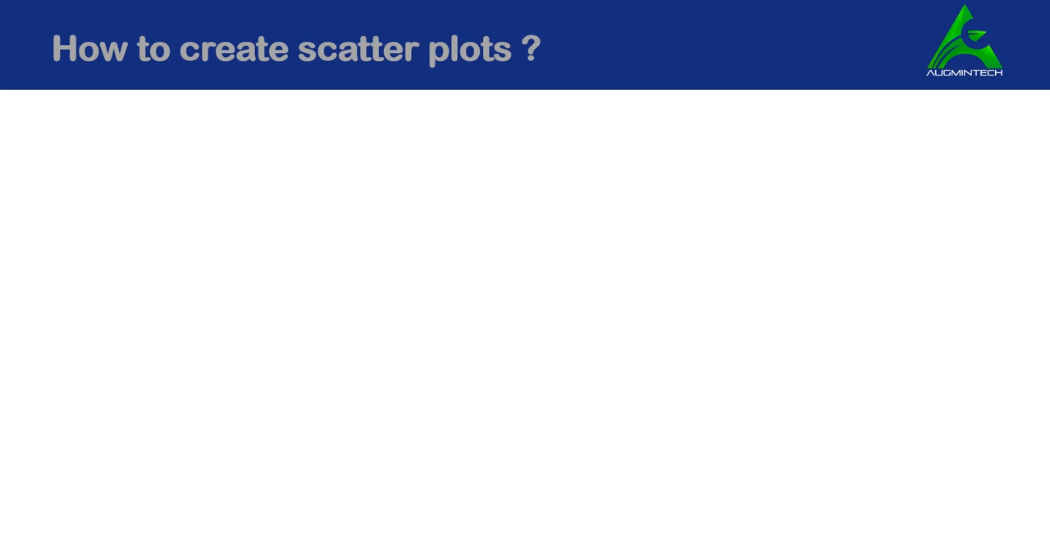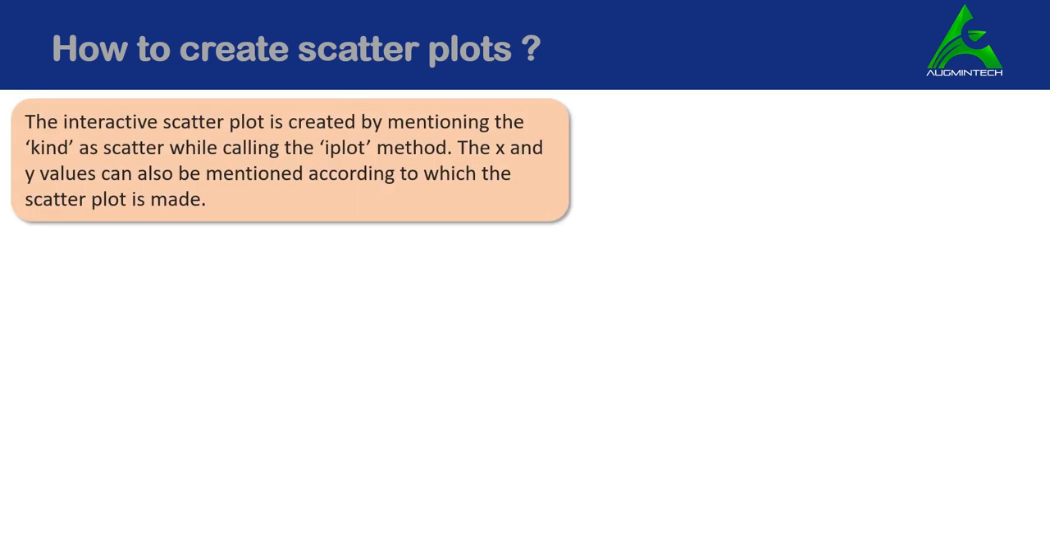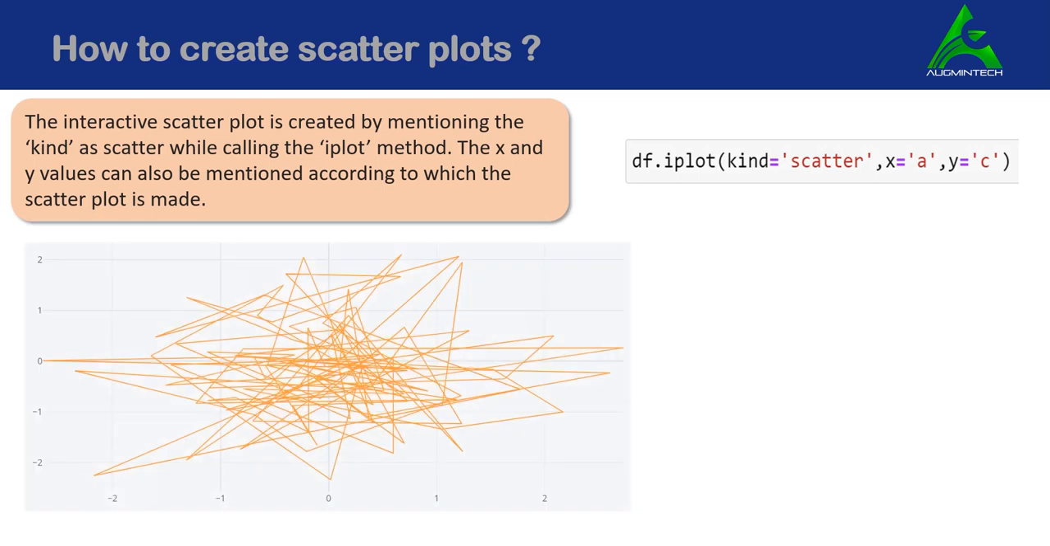Now let's see how to create scatter plots. The interactive scatter plot is created by mentioning kind as a parameter while calling the iplot method. Here the x and y values are also mentioned, according to which the scatter plot is plotted. So here we do df.iplot, specify kind equals scatter, and then choose x and y as one of the columns from the data frame. And there we go. This is how the output for the particular data set looks like.